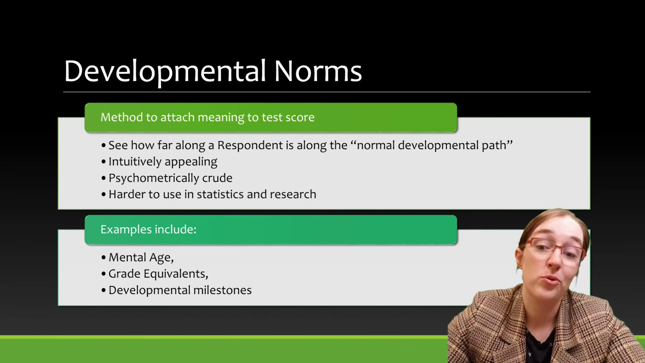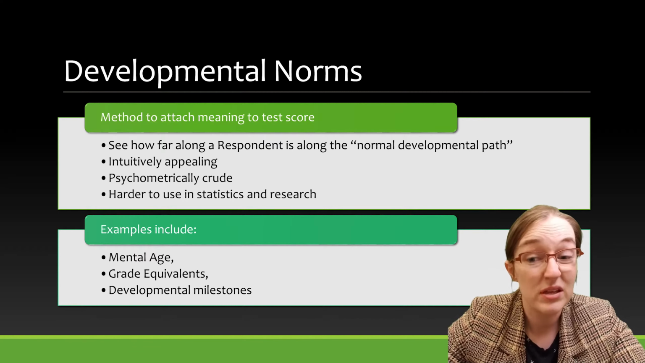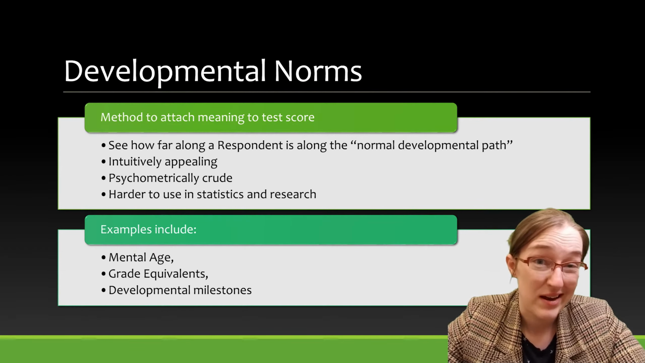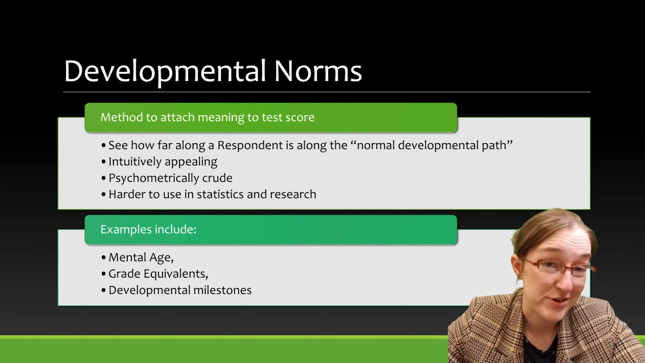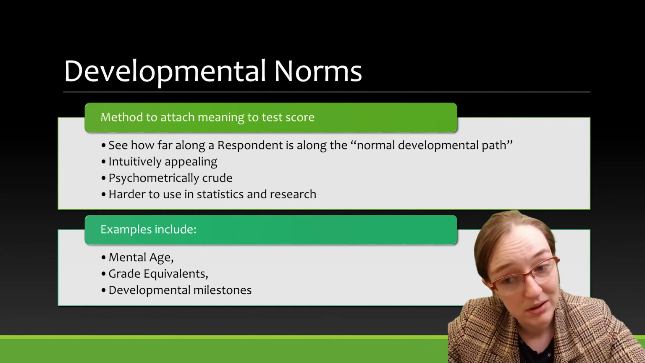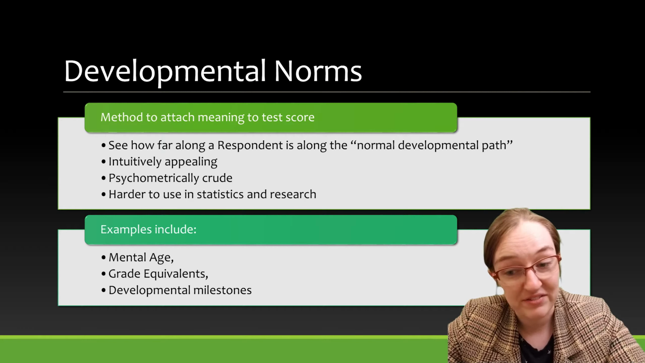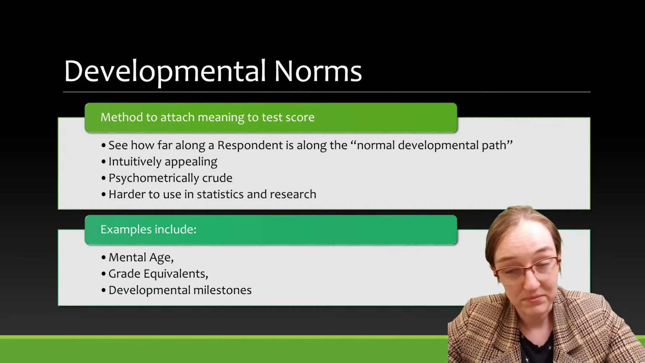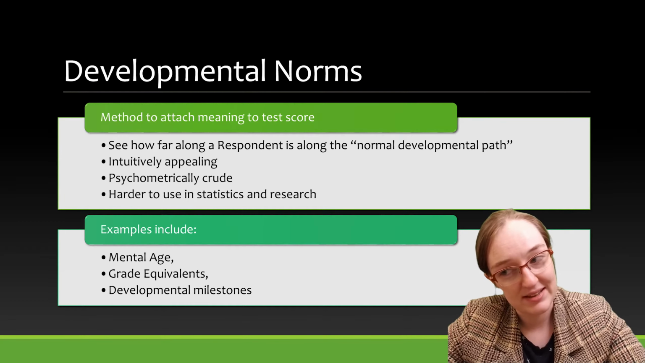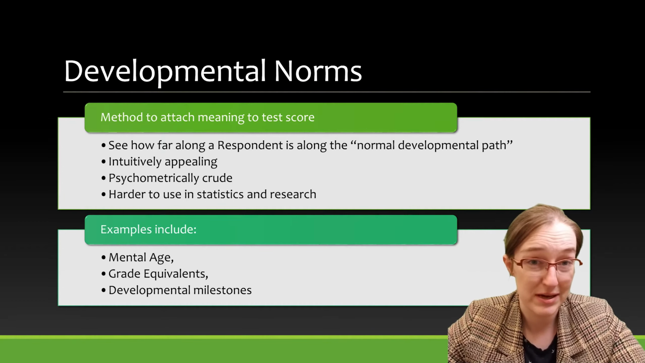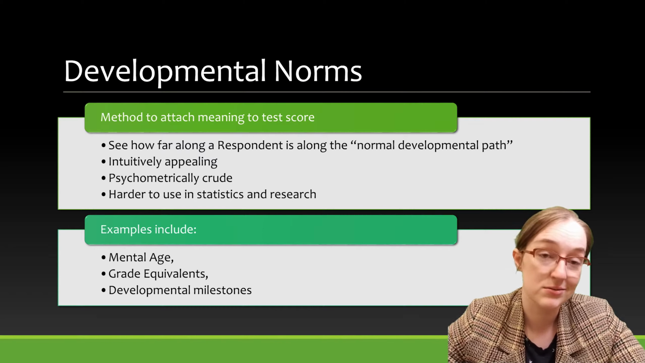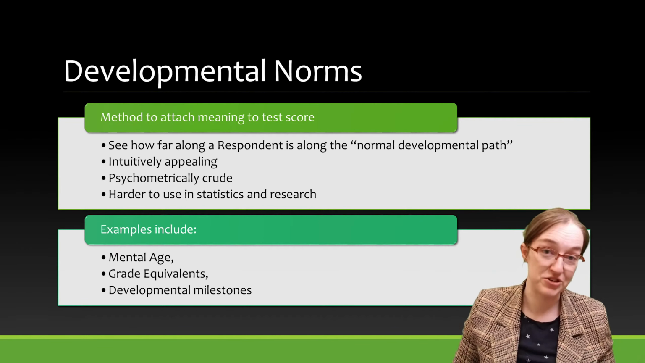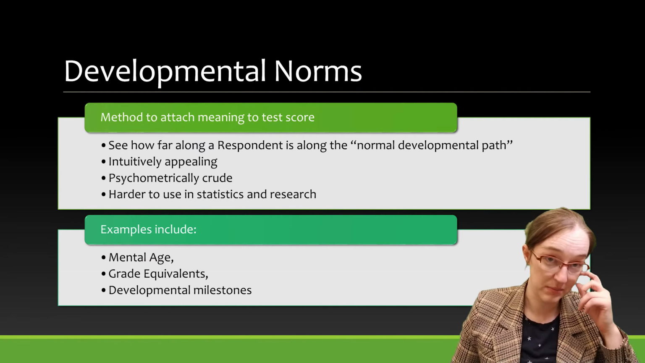Now, developmental norms as a term is applied really broadly, and this can be based on any trait, ability, skill, or other characteristic that's presumed to develop or deteriorate or otherwise be affected by chronological age, school grade, or stage of life. There's an implicit assumption that whatever you're trying to measure changes with age and development.